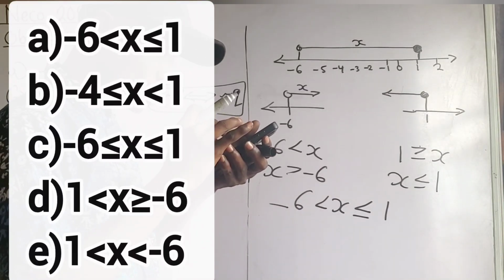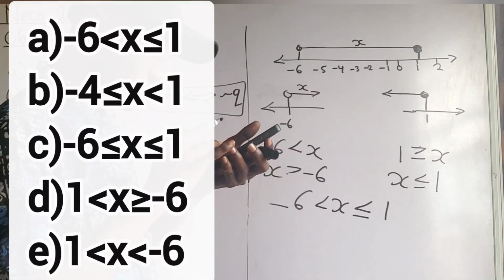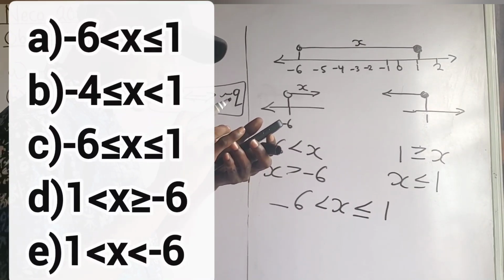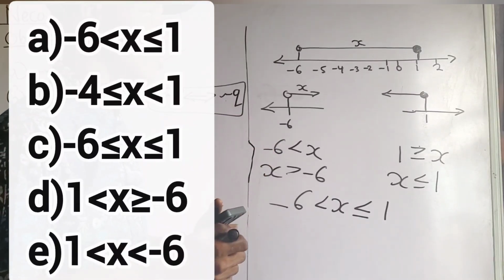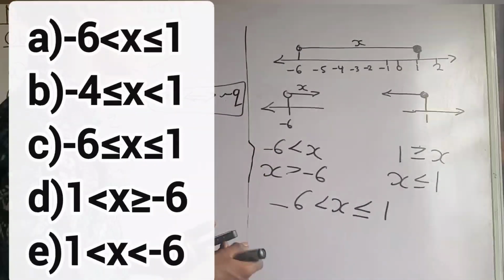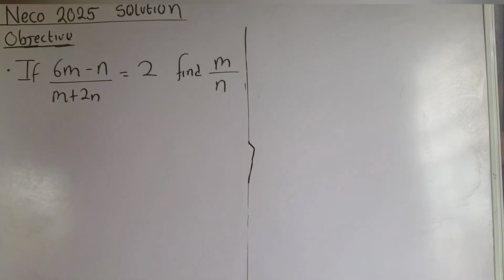The correct option to that question is option A. Option A says -6 is less than X, X is less than or equals to 1. Do you understand? Okay. So that is the solution to that question. Let us proceed to the next question.